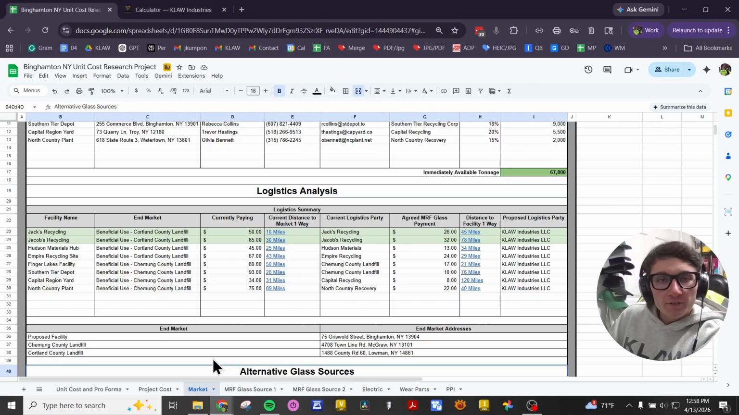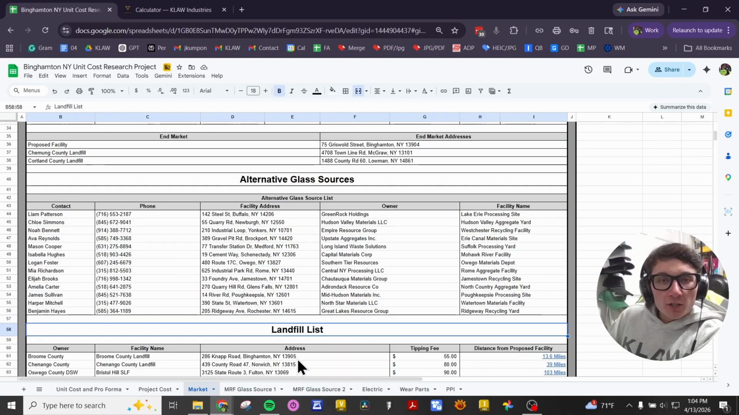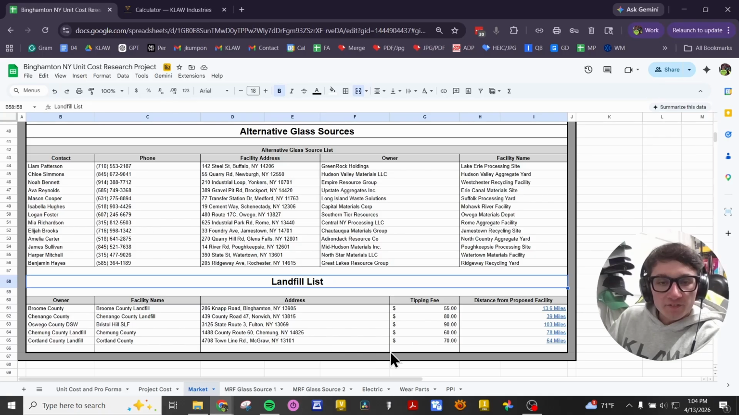Next, we have our alternative glass sources, and this is a list of all the facilities we found in the market that we weren't able to get great data from, but that we know that they generate glass. And so we use this as a roadmap once the facility is operational to continue to search for better glass pricing. And finally, we have our landfill list, which is a summary of all the landfills available in your market, where they're located, the tipping fee at these facilities, as well as the distance from the proposed operation. The big thing to note here is that if you're located in a county that has a county-run landfill or a municipal landfill, you're going to see some really great tipping fees for disposal costs. It's really going to help out your unit cost.